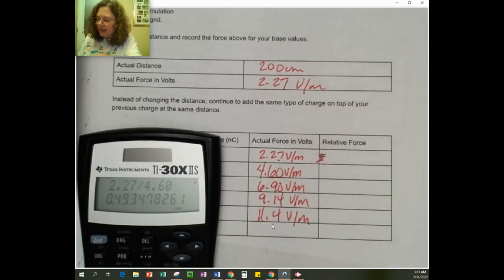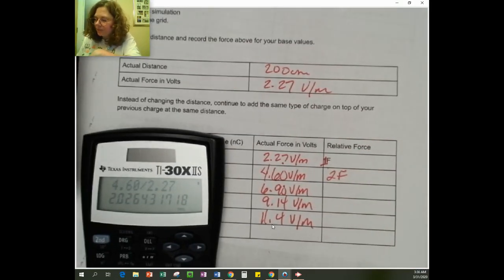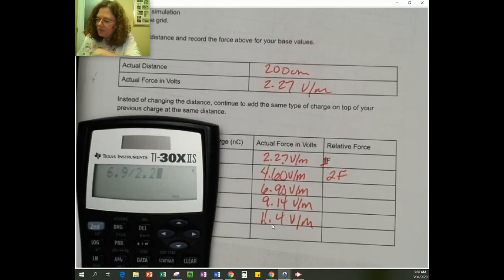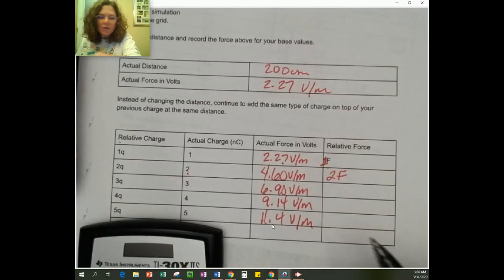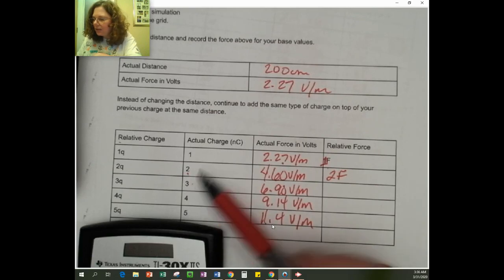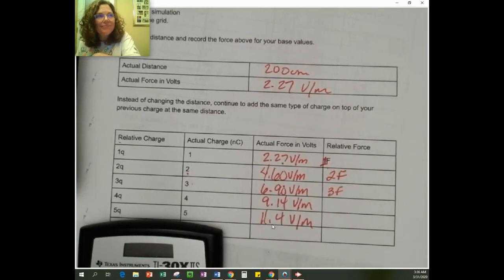Yeah, it's half. So 4.60 divided by 2.27 is 2F. And so now we're going to do 6.9 divided by 2.27. How much should it be? It's 3 here. I tripled it, right? So that should be 3F. See how this is going?